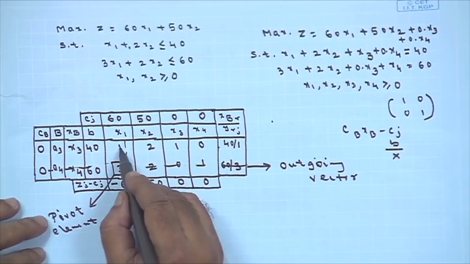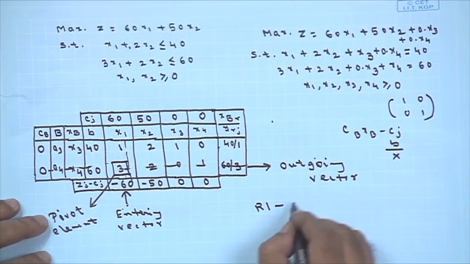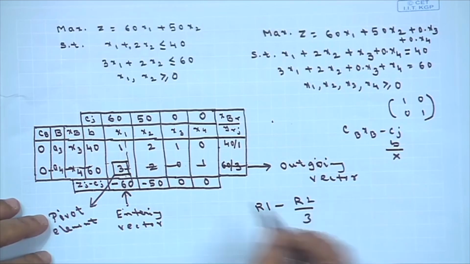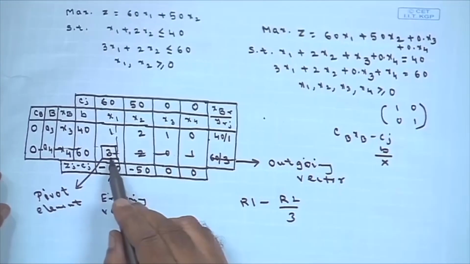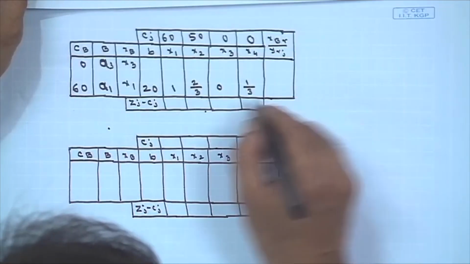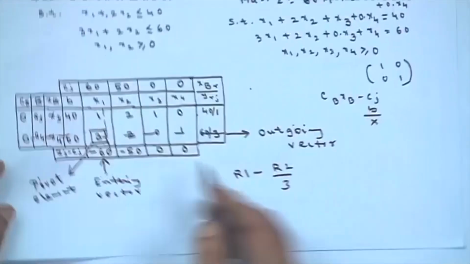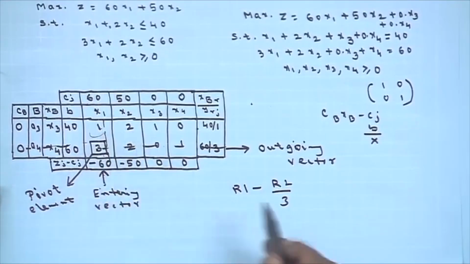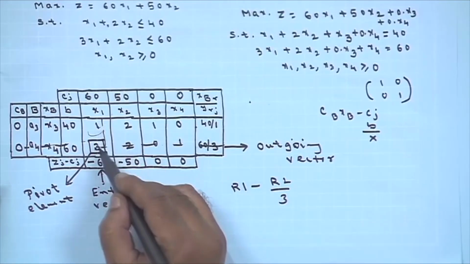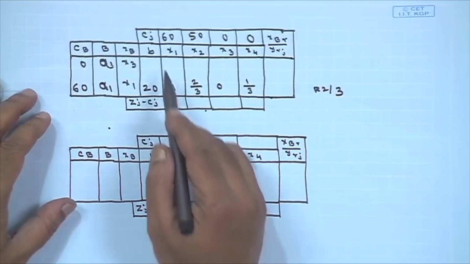Now, how to make this element 0? This is row 1 minus row 2 by 3. In the first case, I obtained this by making R2 divided by 3 to obtain this element as 1, whereas to make this element 0, row 1 minus row 2 divided by 3. So, I have to start from here itself.